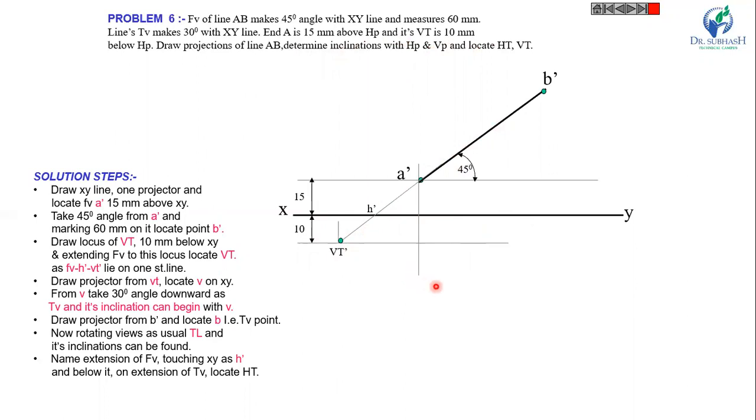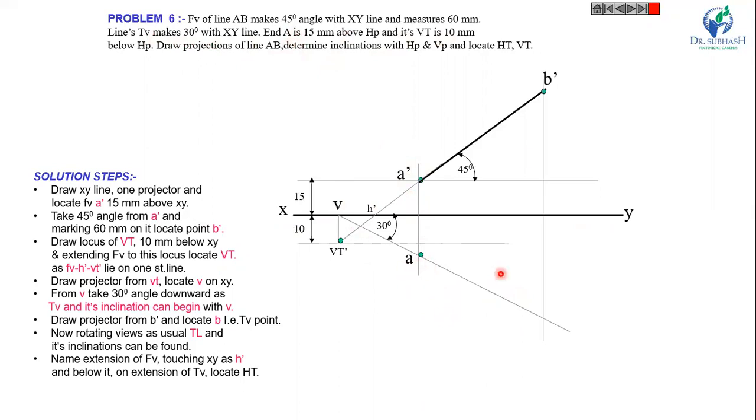Now from VT draw a projector. It will intersect the XY line at point V. So this is H dash and V. Now from this V, draw a line at an angle of 30 degrees, because here you can see the top view makes 30 degrees with the XY line. So from this V, draw a line at a 30-degree angle. It will intersect this projector of A dash at point A.